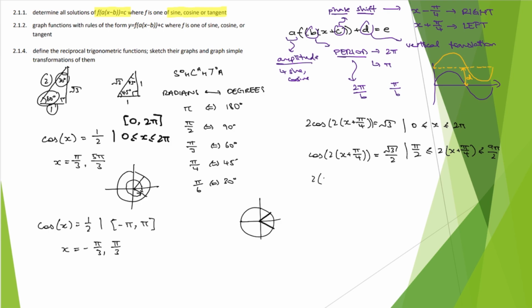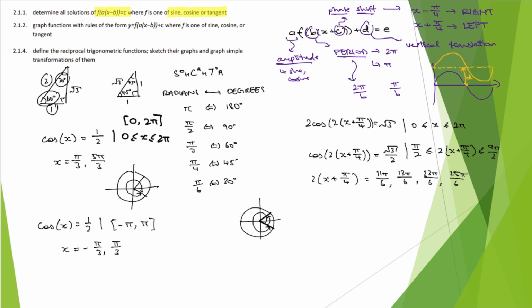So our first solution in this case is 2x plus pi on 4 equal to 11 pi on 6. The next case is moving along again to 13 pi on 6 on our unit circle. And then we can go around another period, so 2 pi plus 11 pi on 6 gets us to 23 pi on 6. Then for the next one, we have 13 pi on 6, and we can go around one more time to get to 25 pi on 6. And this is still within the bounds of 9 pi on 2, because 9 pi on 2 is essentially 4.5 pi.